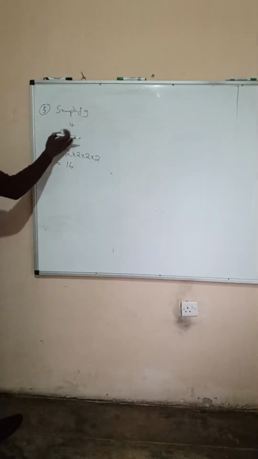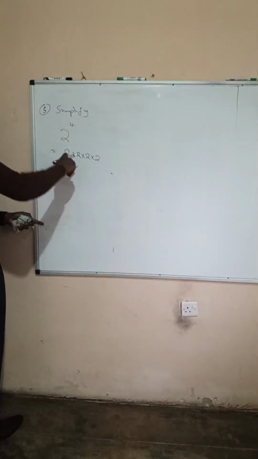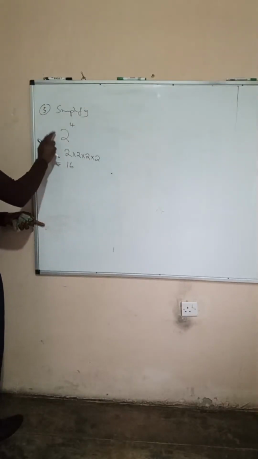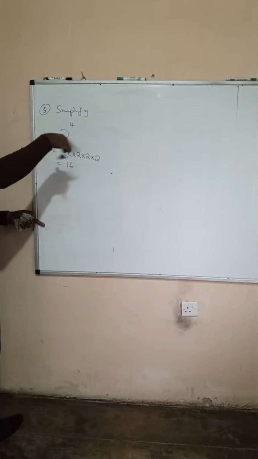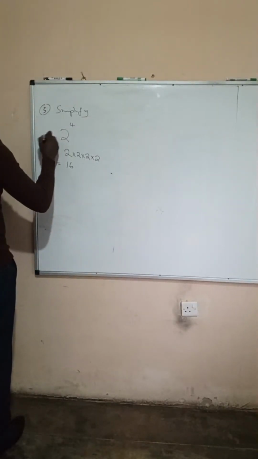If I say 2 to the power 5, I mean multiplying 2 five times. 2 times 2 times 2 times 2 times 2. If I say 2 to the power 9, I mean multiply 2 nine times. Okay? So that is it, question 1.